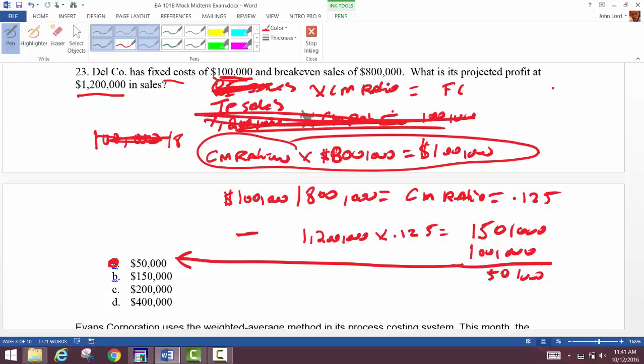So I just did the math. I divide each side by the 800,000, so that I end up with the contribution margin ratio, 0.125, just doing the algebra. So the setup should have started right here: contribution margin ratio times my break-even sales equals my fixed cost, right?